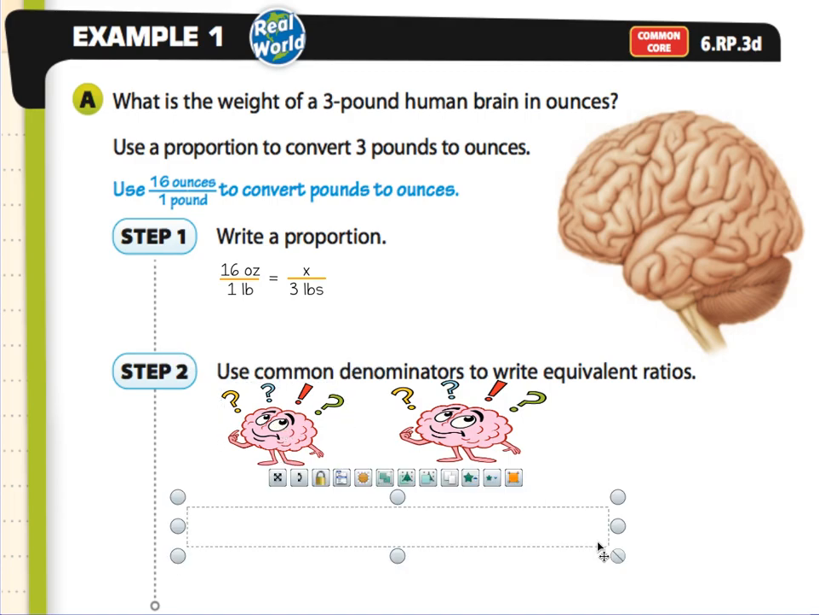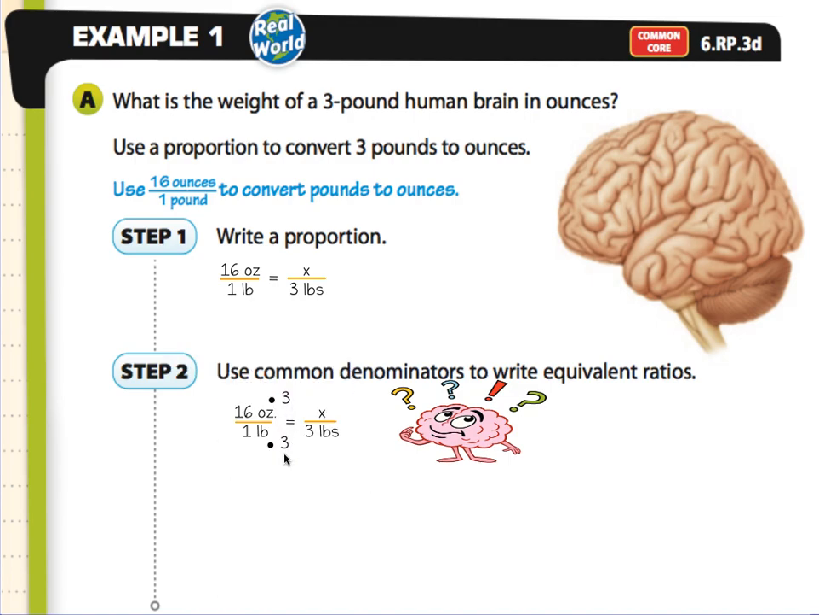So now I'm going to use equivalent ratios to figure out my answer. In this case, I know that to go from 1 pound to 3 pounds, I multiply by 3. And we know that our rule is what I do to the bottom, I have to do to the top. So since I multiplied by 3 to get from 1 to 3, I have to multiply 16 by 3. And when I do 16 times 3, I get 48. So 3 pounds is going to be equal to 48 ounces.